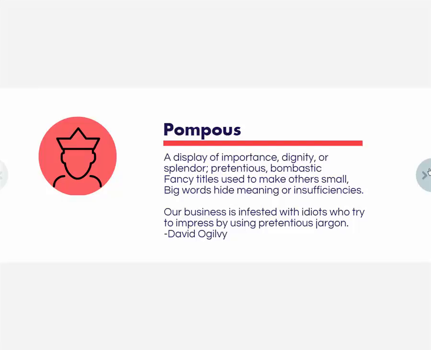He wants us to notice and detect pompous writing. Writers are pompous when they try to use fancy titles or needlessly difficult words and phrases to puff themselves up and make themselves look more important than others. Usually this tactic is used to hide insufficiencies in their writing or their argument. Noted advertiser David Ogilvy said, "Our business is infested with idiots who try to impress by using pretentious jargon." He was talking about people being pompous.